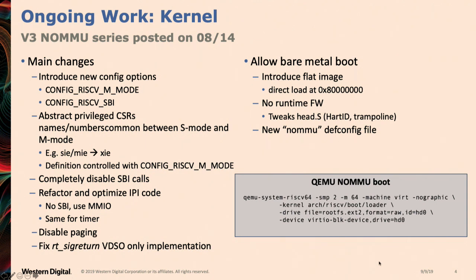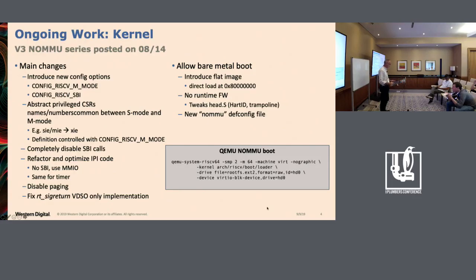All the CSRs are common between S mode and M mode. Linux being S mode normally, you will still have to use most of those CSRs in the exact same way, but instead of the S version, you will use the M version. So instead of rewriting entire code, it was just a rewrite of the way that you call those CSRs, and based on the RISC-V M mode configuration, it maps to the S version or the M version. That simplifies a lot of the code. You don't have to change everything. So again, SBI calls are completely disabled. Some refactoring and optimization of the IPI code went in, all through MMIO, so no SBI again.